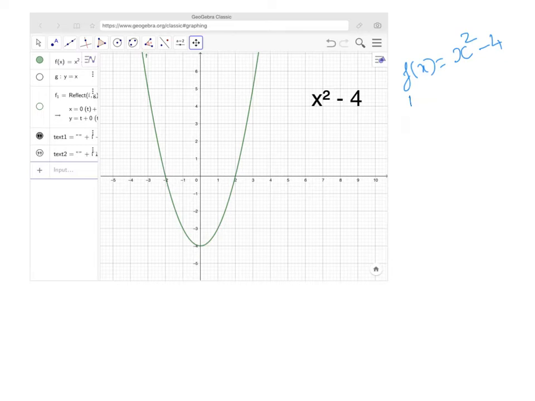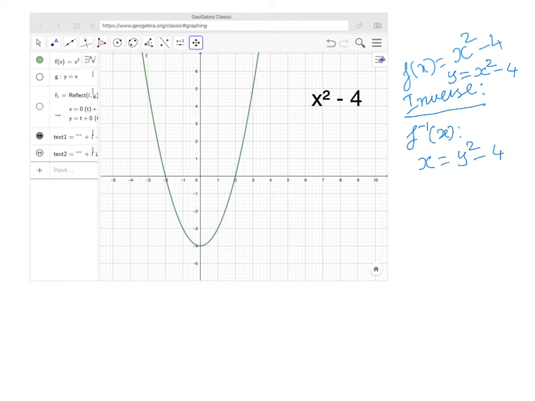So I'm going to find the inverse of this function. So how do I find the inverse? My original equation here is y is equal to x squared minus 4. Now I have to find the inverse. That means I'm going to find f inverse of x. So my first step is, I rewrite the equation: x is equal to y squared minus 4.